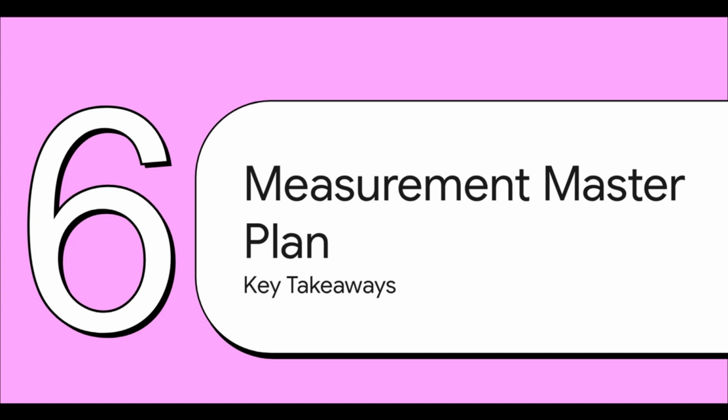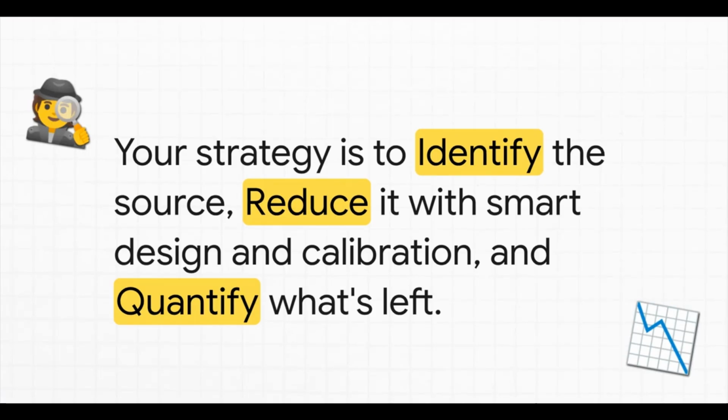Okay, we've covered a ton of ground. Let's wrap it all up. Section 6, your measurement master plan. This is the key takeaway. Okay, part 1 of the plan is for systematic errors. The strategy is simple: identify, reduce, and quantify. Find out where the error is coming from, do everything you can to make it smaller, and then calculate the uncertainty of whatever's left over.